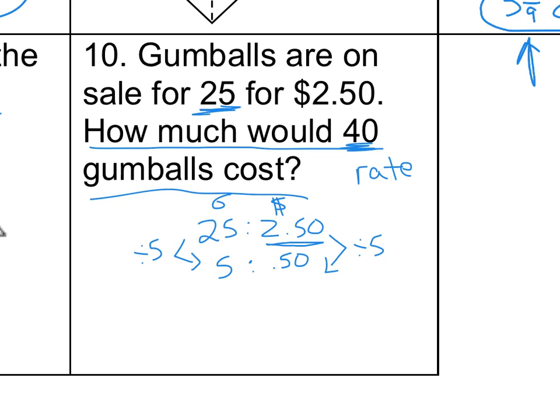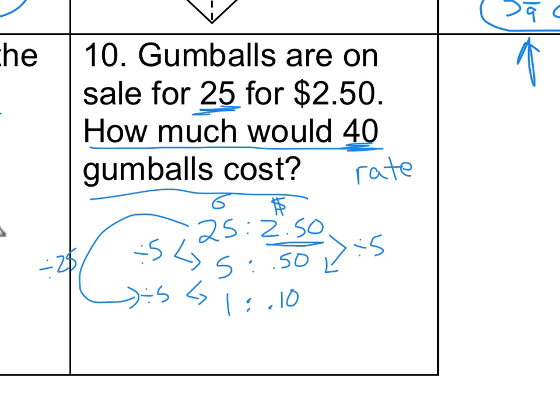And now we could just multiply that by 8 to get to 40. But let's go ahead and take it back to 1, right? So we could have divided 25 by 25, and we would have gotten 1, right? Or we can divide the 5 by 5, right? 25 divided by 25 gives you 1, and 5 divided by 5 gives you 1. And so 250 divided by 25, or 50 cents divided by 5, is going to give us 10 cents. So it's 10 cents a gumball, right? So if we want 40, all we have to do is multiply that by 40.